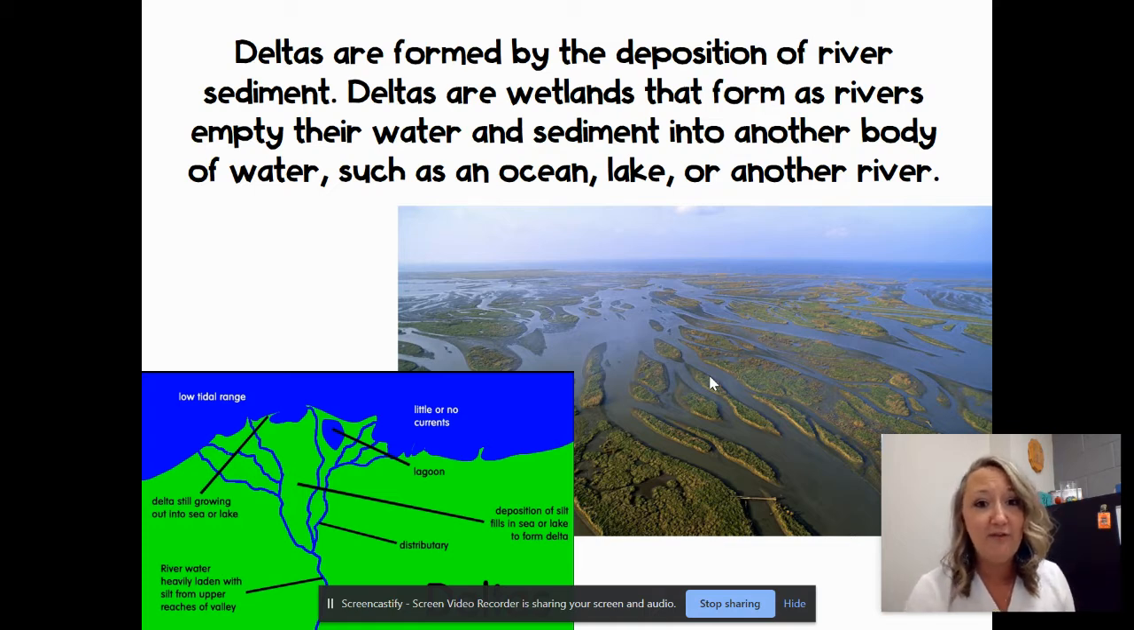Deltas are something that's often formed by deposition when we have river sediment. Deltas are wetlands, and they empty their water into another body of water, like an ocean or a lake or another river. And so these wetlands form and create really fertile land. In areas like the Mississippi Delta of the Mississippi River, you have a lot of really productive farmland.